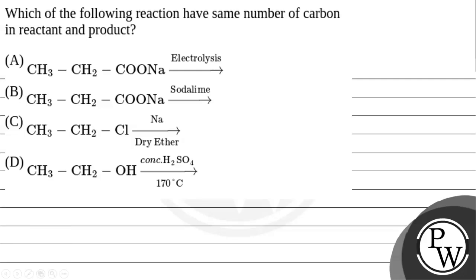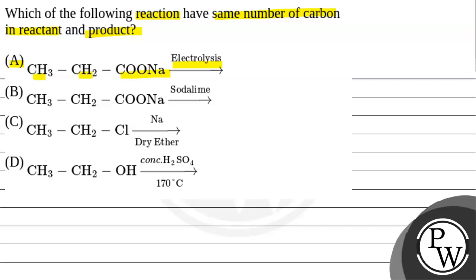बच्चों, so let's read this question. Which of the following reactions have the same number of carbon in reactant and product? तो हमें बताना है same number of carbon atoms both in the reactant and product कौन सी ऐसी reaction है हमारी. A, which is CH3CH2COONa and electrolysis.